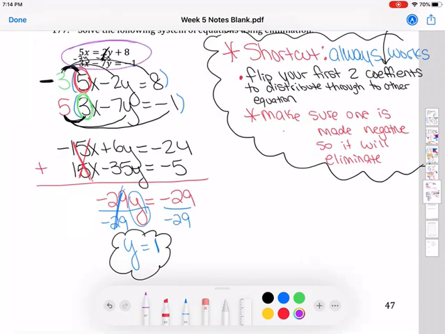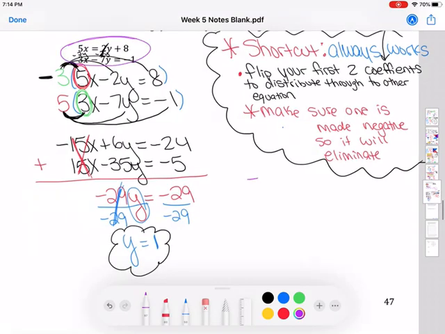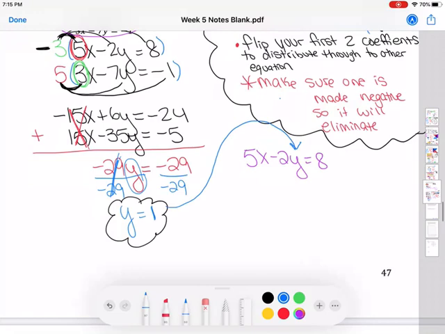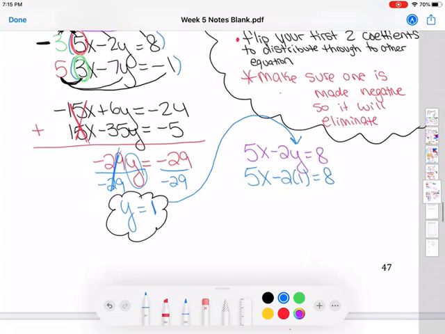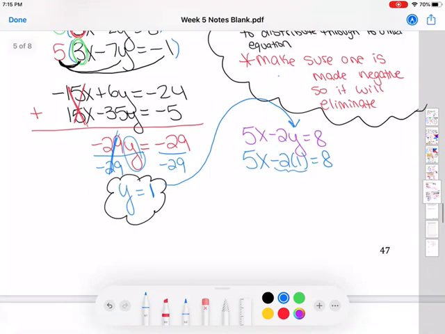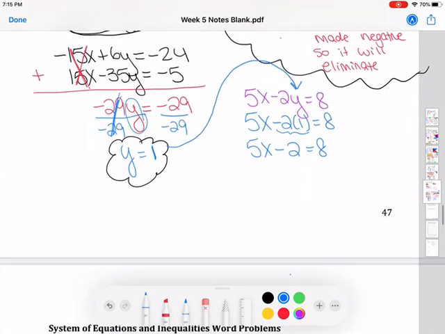So you can pick whichever of your original two equations you think is easier looking. I'm going to pick the top one. So 5x minus 2y is equal to 8. Remember, I'm doing this so that I can solve for x. Now that I know what y is, all I have to do is plug in y, and I'll easily be able to find x now. So 5x minus 2 times 1 equals 8. Okay, I'm going to simplify this first. So 5x minus 2 times 1 is 2 equals 8.